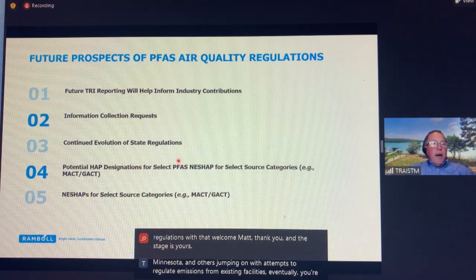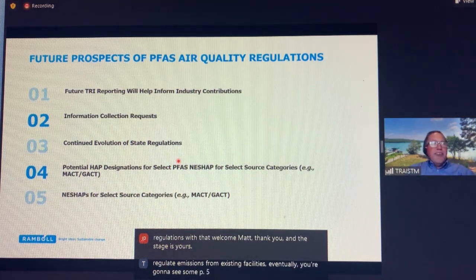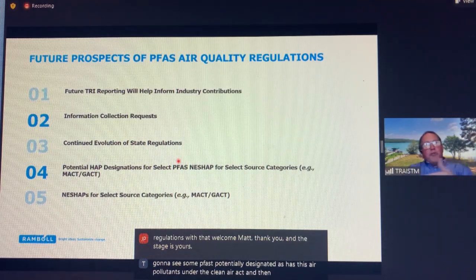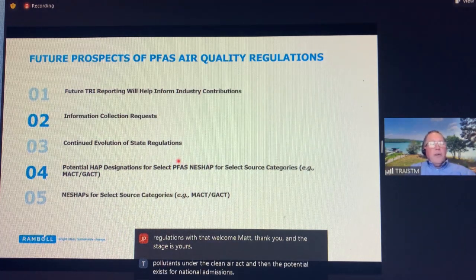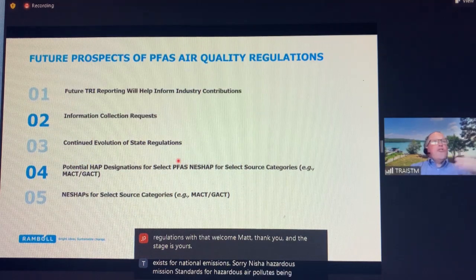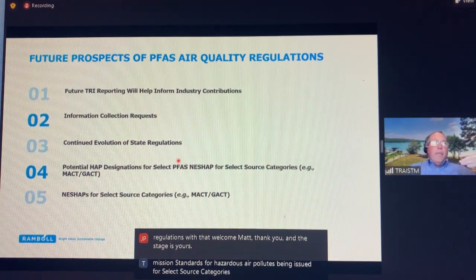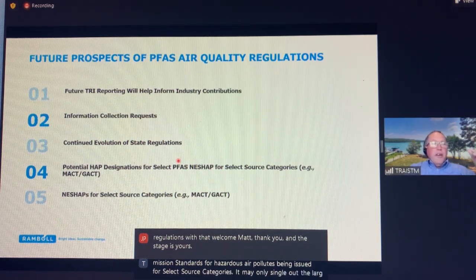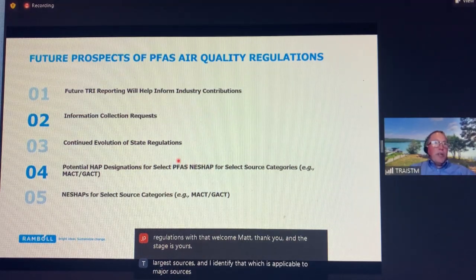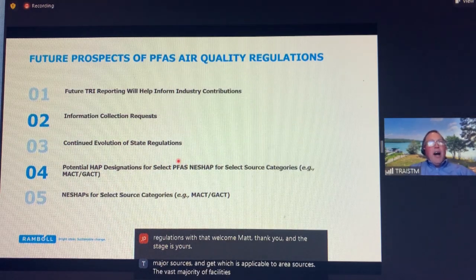Eventually, you're going to see some PFAS potentially designated as hazardous air pollutants under the Clean Air Act, and then the potential exists for national emission standards for hazardous air pollutants, NESHAPs, being issued for select source categories. It may only single out the largest sources, and I identify MACT, which is applicable to major sources, and GACT, which is applicable to area sources. The vast majority of facilities may not emit 10 tons a year.